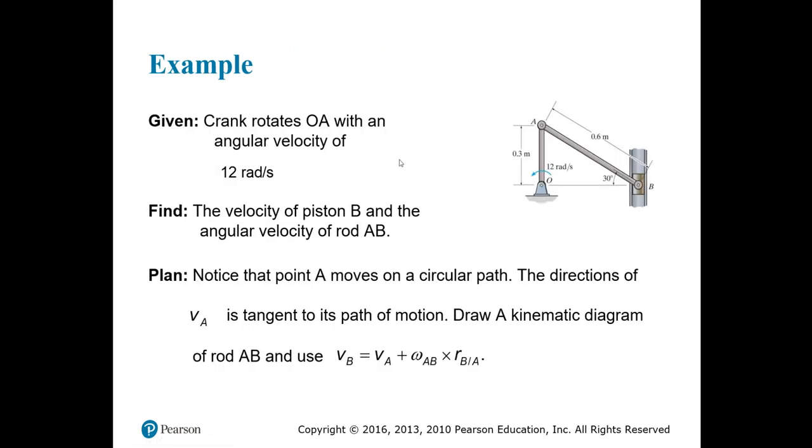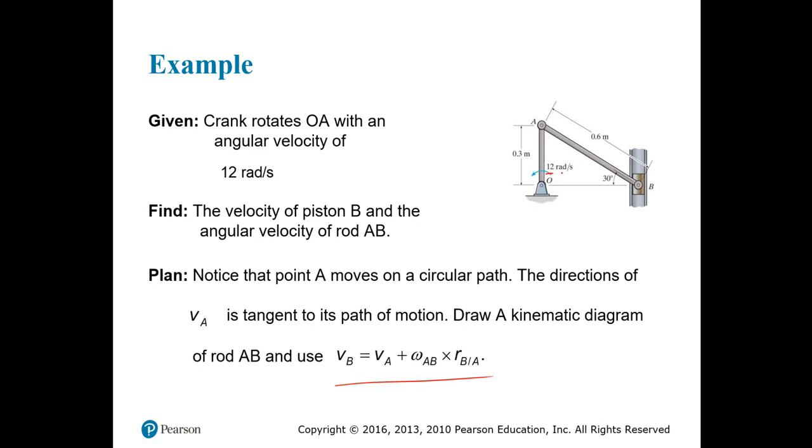So now we're going to do an example based on what we just covered. We have a crank OA that rotates with an angular velocity of 12 radians per second. We need to find the velocity of piston B and the angular velocity of rod AB. Notice that point A moves in a circular path. The direction of vA is tangent to the path of motion. We can draw a kinematic diagram of rod AB and use the equation. So that would be the plan based on the procedure for analysis that we established previously.